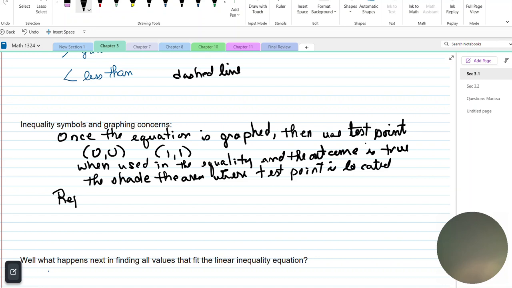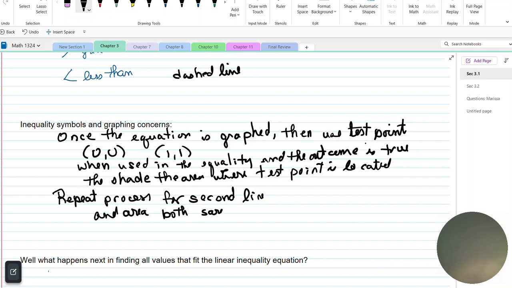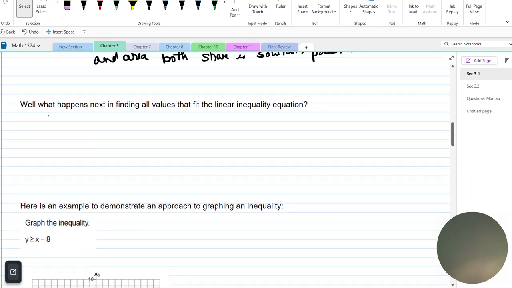Then you repeat the process for the second line. And the area they will share is the solution area. All right. So there you have it. And of course, we have, in most cases, some inconsistencies and other items. All right, so now we're ready.